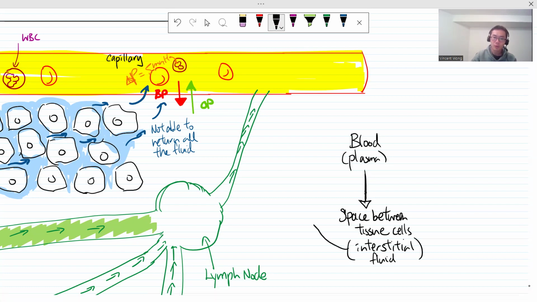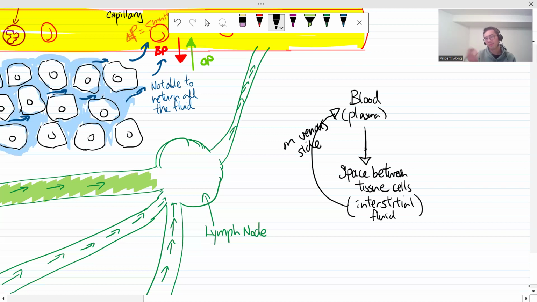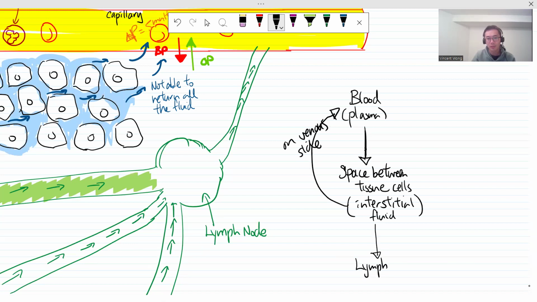Now, some will return to the blood directly on the venous side. Like over here, it will just return on its own. But not everything. The pressure difference is not as great. So then the rest will go into the lymphatic vessel. We should say capillary here to be more precise. It's more like a location, right? So lymphatic vessels.